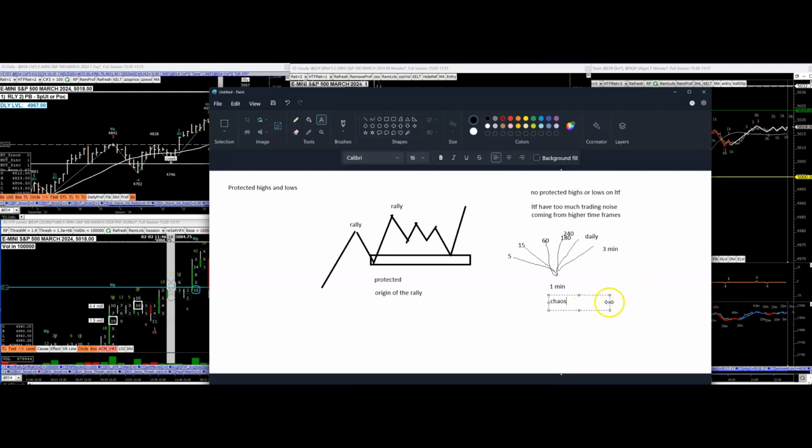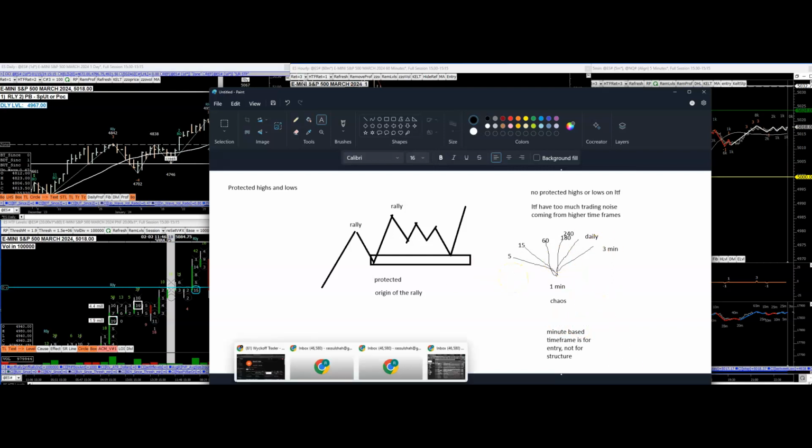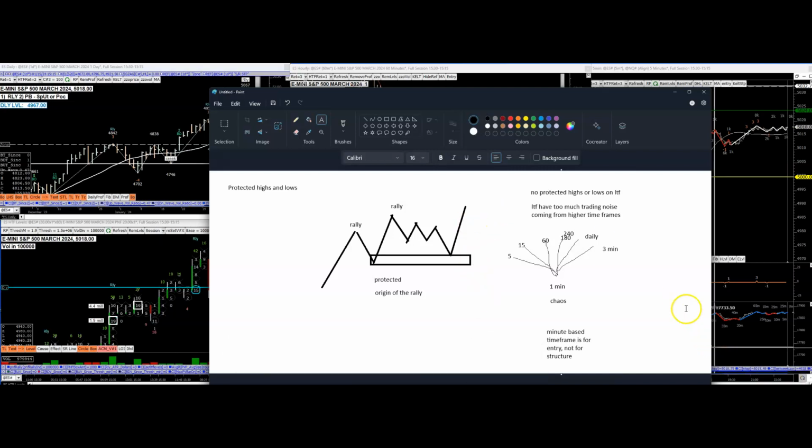That's why lower time frames, any minute-based time frame, like the 1, 3, 5, 2, whatever, is for entry, not for structure. All right, because there's too much chaos on top of it. There's just way too much. And there's also a lot of algorithms and stuff like that operating on these time frames.